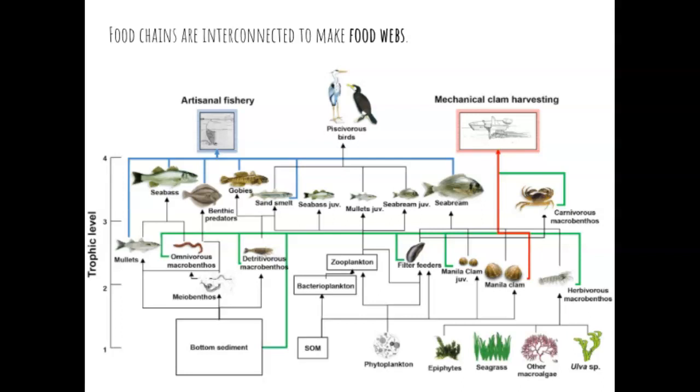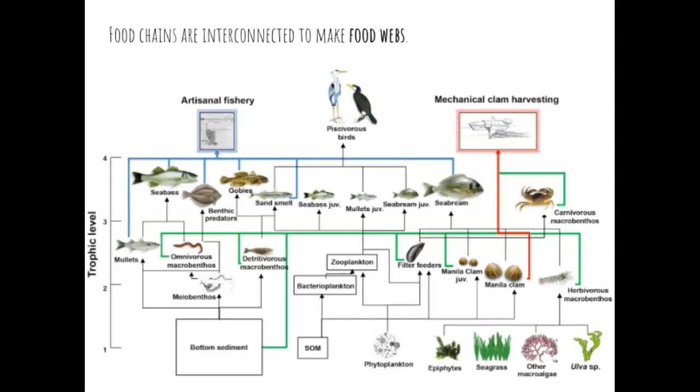And as we go up, you can see that the organisms at the top, which are piscivorous birds, which are birds that eat fish, those occur above the level 4. So those are actually at a level 5. And if you look also at the top, it says artisanal fishery. So this would be someone who goes out and catches fish and cooks them up for dinner.